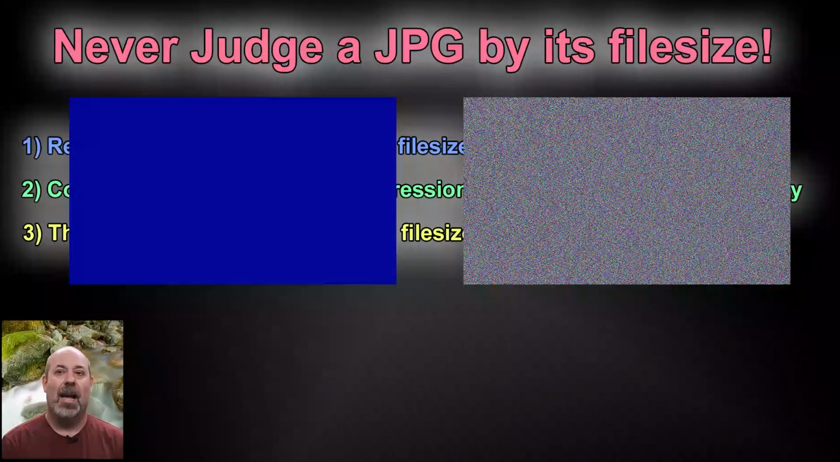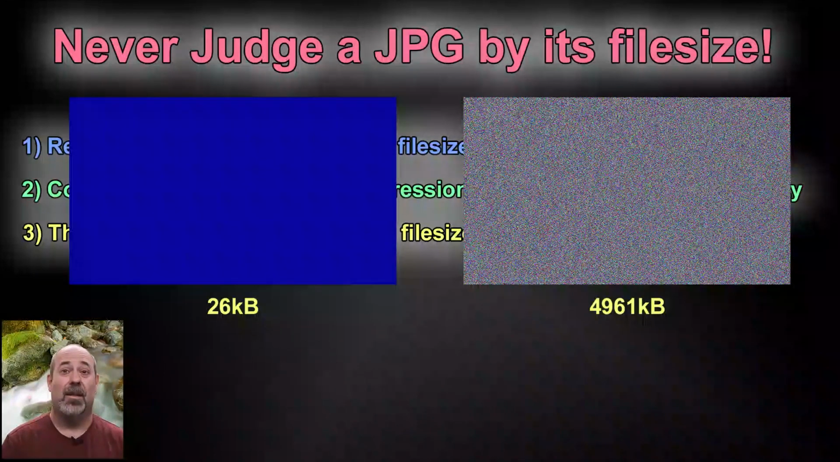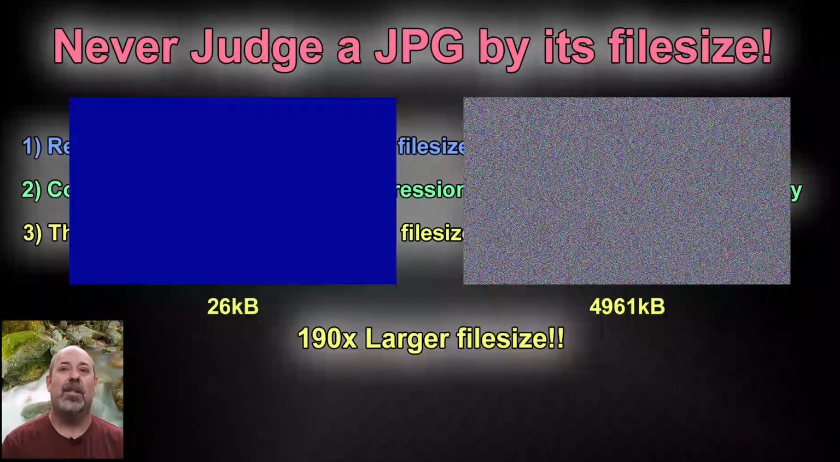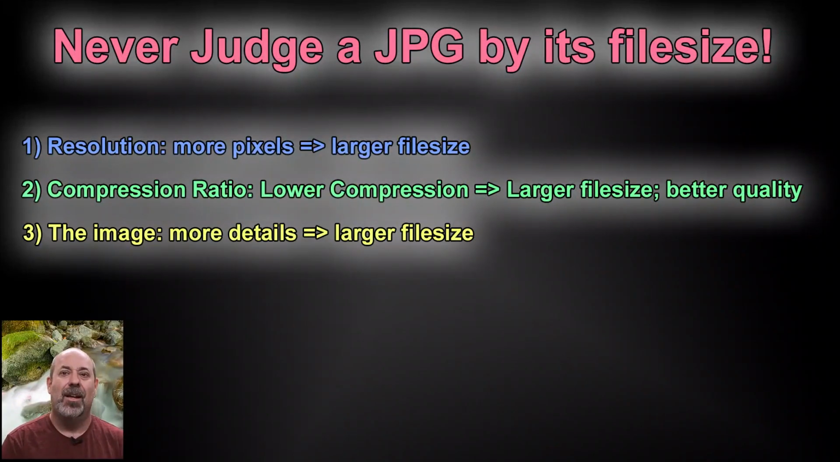These two images have exactly the same resolution and exactly the same compression ratio. One is 26 kilobytes. The other is 4,961 kilobytes. 190 times the difference in file size. Hope I've made my point. Don't use file size as an indicator of resolution, and don't let your friends or professional print shops do so either.